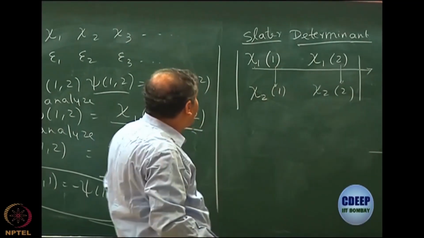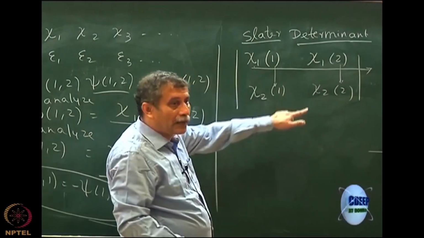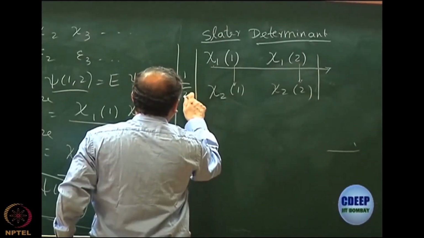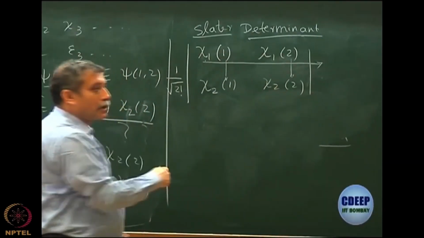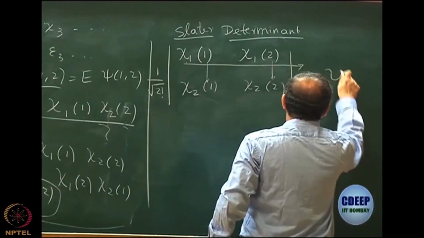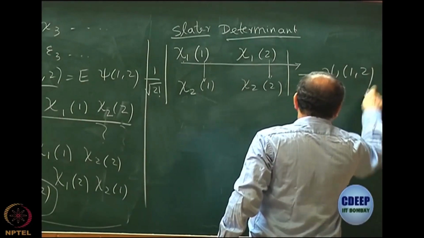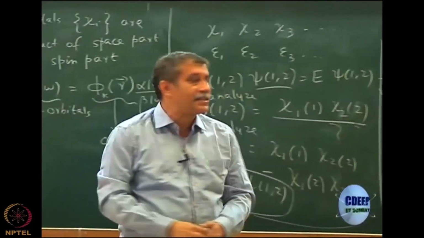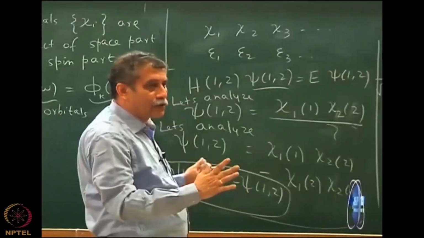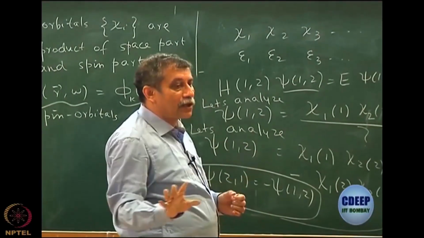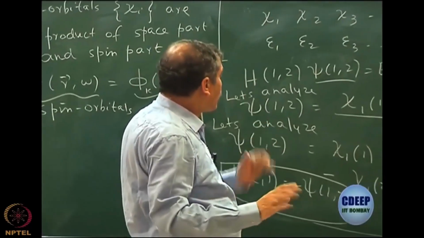If each of the spin orbitals is normalized, then I can simply multiply this by 1 by square root 2 factorial, and this whole thing will be normalized. So this will then become a normalized wave function, psi of 1 2. So it is very easy to normalize it. That is something we will not worry about right now. Assume that the spin orbitals are orthonormal, and we can actually normalize it very easily.